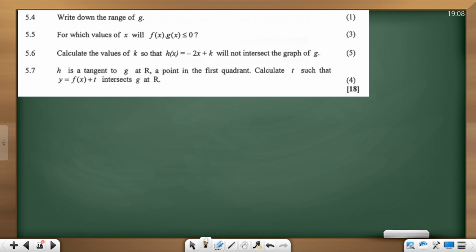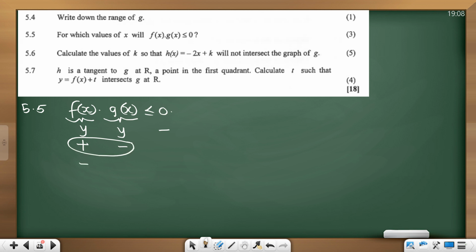Okay. For which values of x is f of x multiplied by g of x less than 0? Let's start by interpreting. First, understand that we are referring to the y values. Less than 0 means, let's start from there, it must be negative. To get a negative answer, what do we need? If this one is negative, this one must be positive.